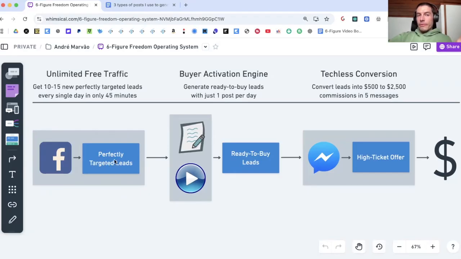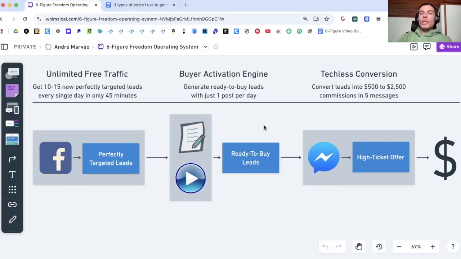As you start getting these perfectly targeted leads, they start seeing what you share on Facebook. And that's when we enter the second phase, which is the buyer activation engine. In this phase, we generate ready-to-buy leads with just 1 post per day. And to do that, we share 2 types of content: written posts and 5 to 10 minute videos. The goal of these 2 types of content is to generate ready-to-buy leads.